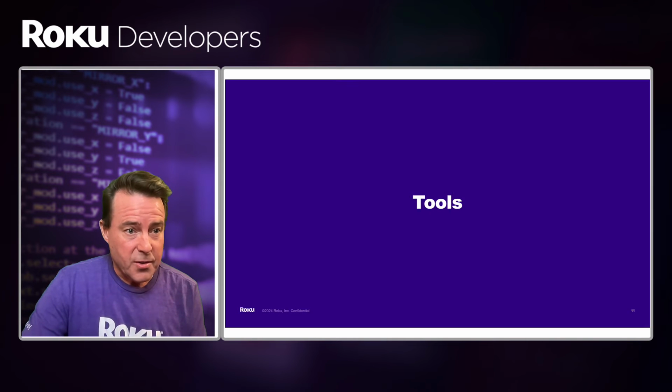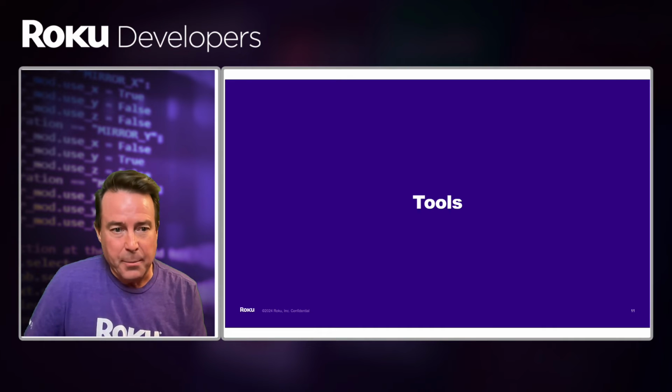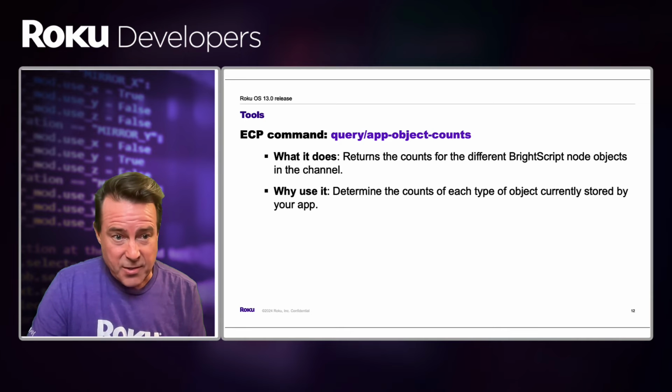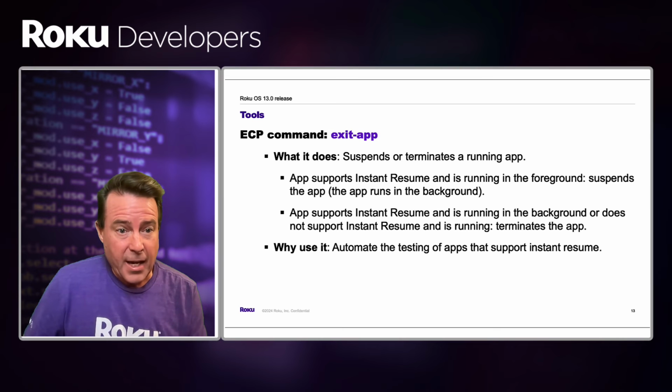Now covering some tools, you'll notice the theme of helping apps deal with memory, and we've added some more tooling to help you manage the memory in your application. First, we've added an ECP command, query app object counts, that lets you write scripts to get the object counts over a period of time through ECP. We also have another ECP command called exit-app, and that suspends or terminates a running app, which will help you automate your testing or having different test suites in your lab.